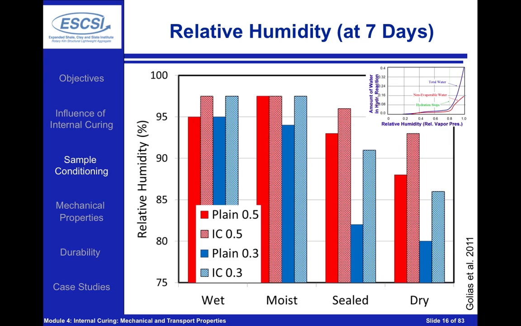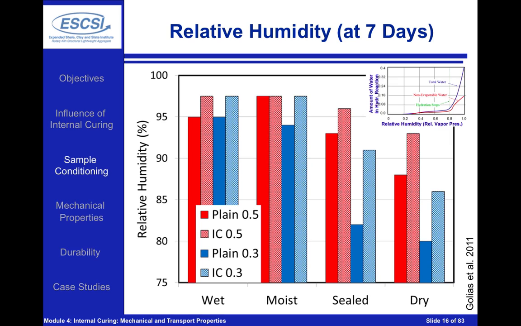So the solid blue represents the plain 0.3 water to cement ratio concrete. The red represents a 0.5 water to cement ratio concrete, while the hatched lines start to talk about those same systems that have been internally cured.